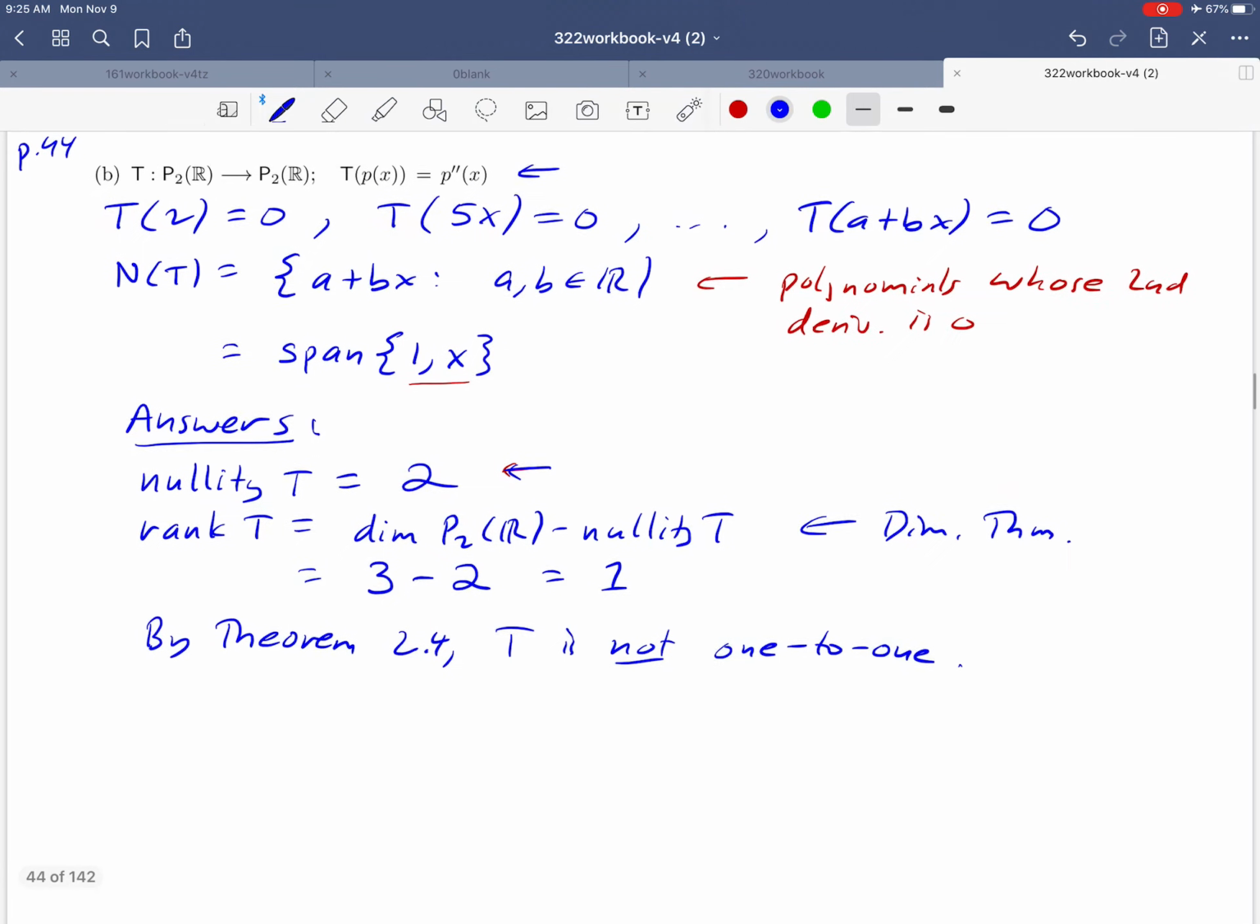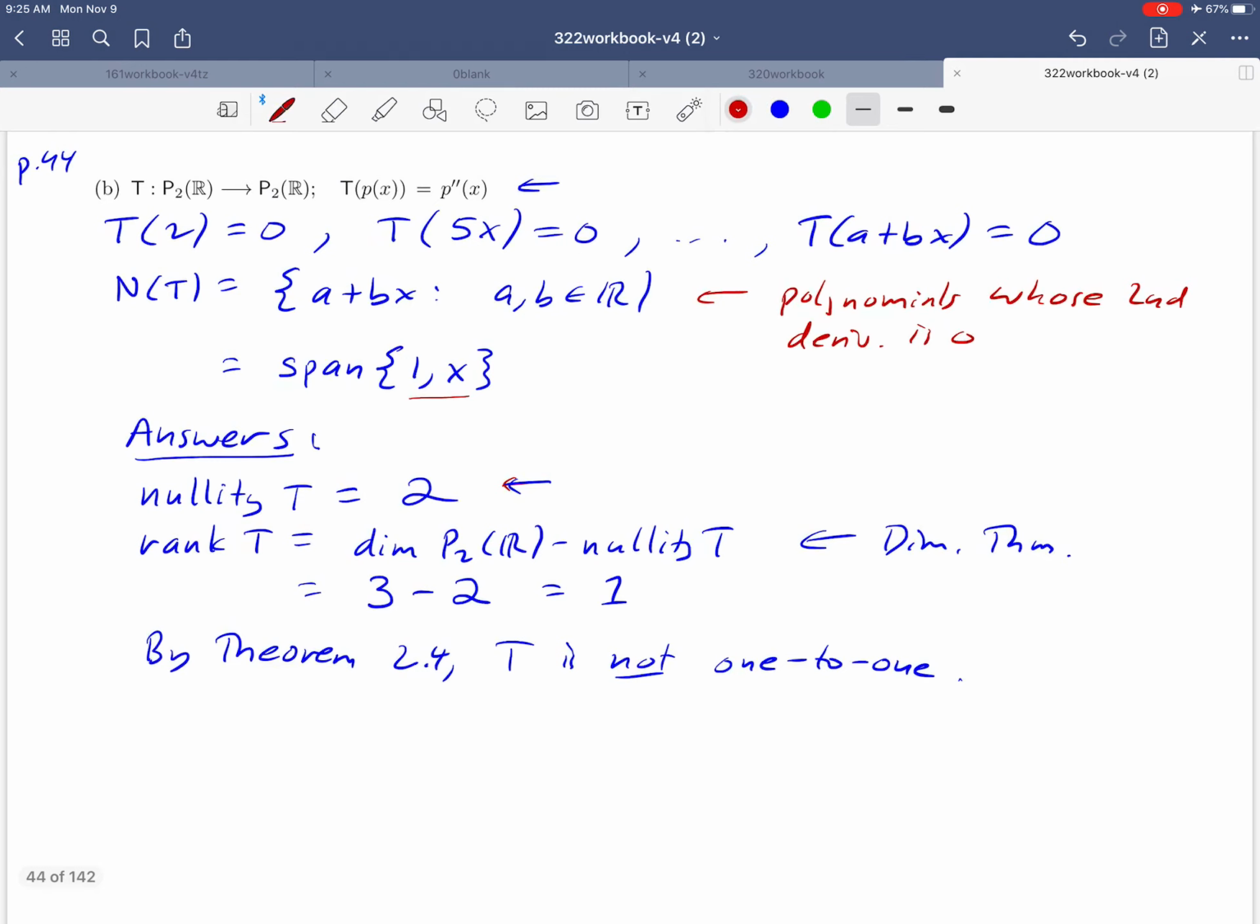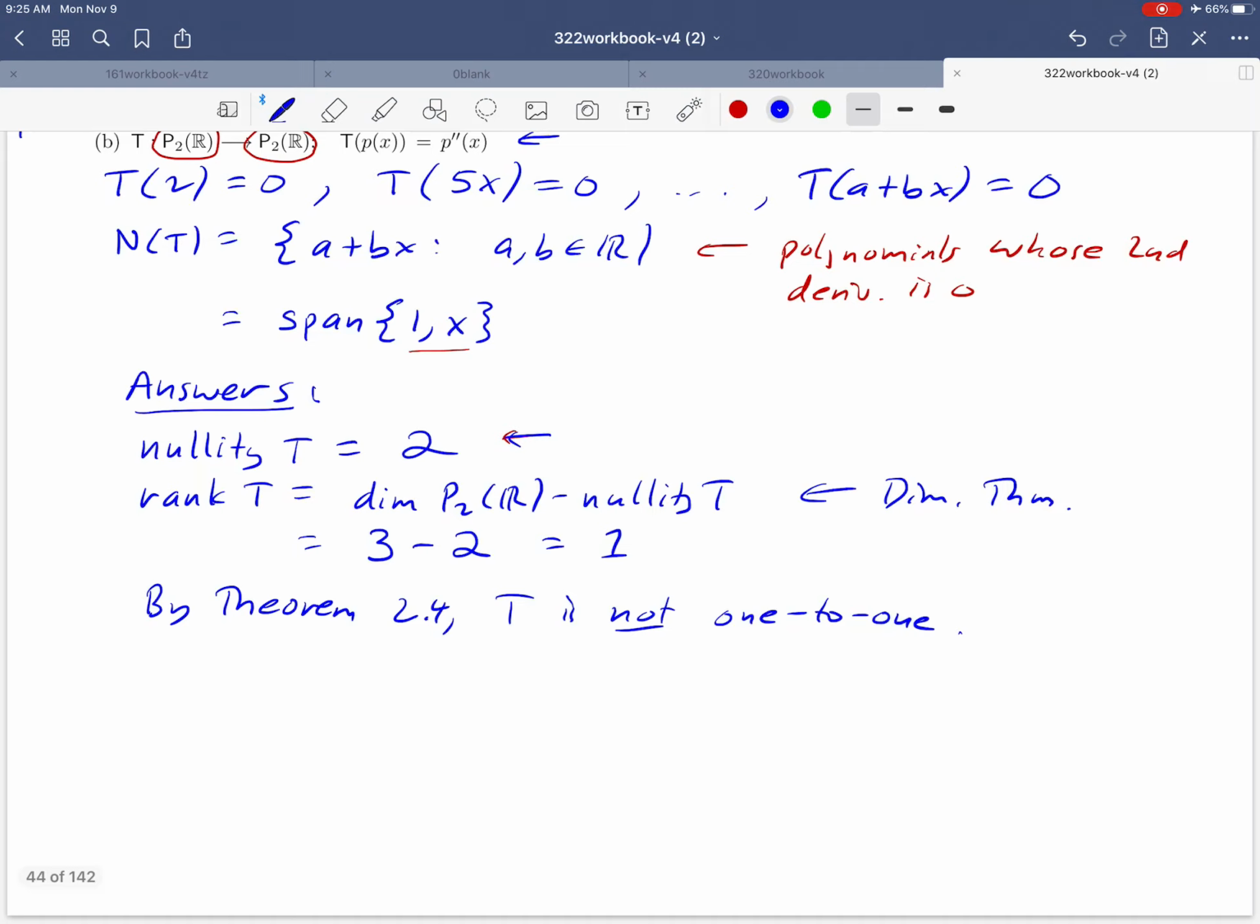Finally, we are in the nice favorable position, again, of having V and W be the same. They have the same dimension, and we know that whenever that's the case, one-to-one and onto are equivalent conditions. So the fact that T is not one-to-one means that it's also not onto, by theorem 2.5. T is also not onto.